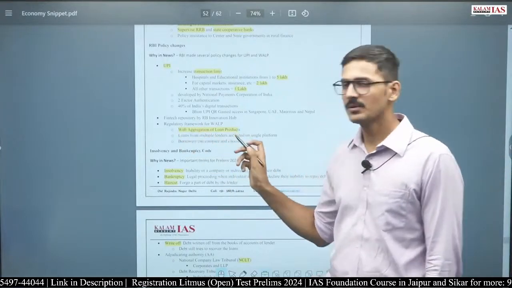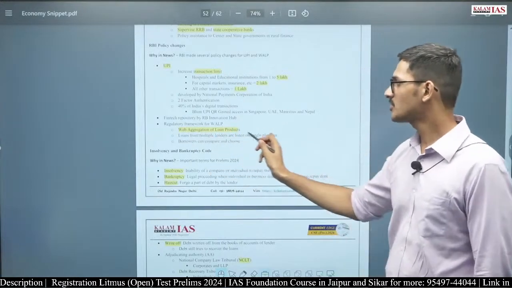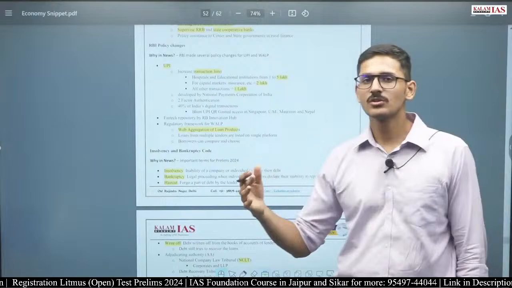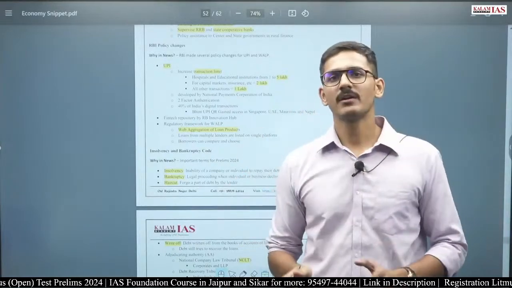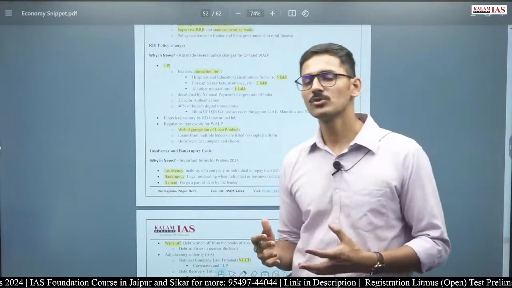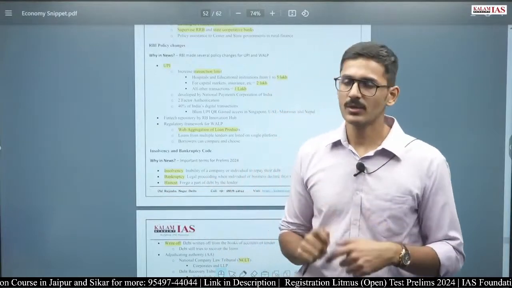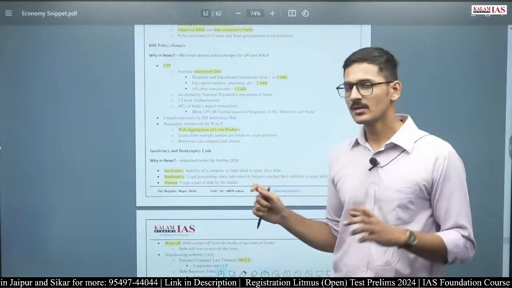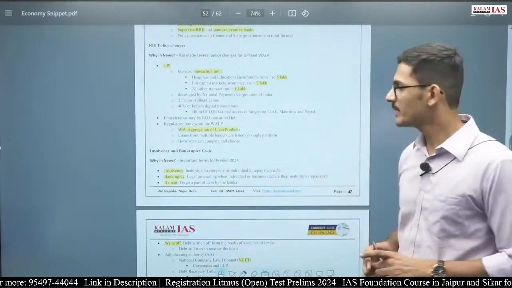Regulatory framework for WELP, web aggregator. The full form of WELP is web aggregation of loan products. What is web aggregation of loan products? Basically, all the loan products will be aggregated on one platform, and you can easily compare the loans. For example, if I need a car loan today, I would go to different banks, talk to them, and then bring the details home and compare them. Whereas with WELP, I will get all those loans on one page, so I can easily compare them.